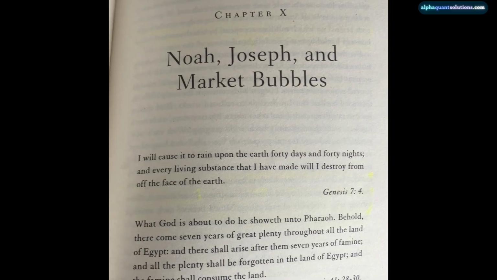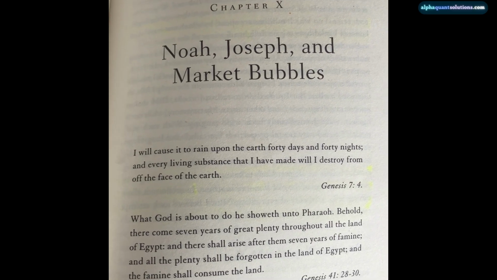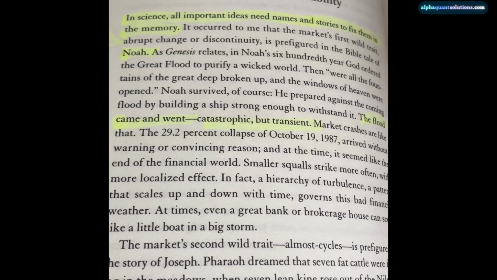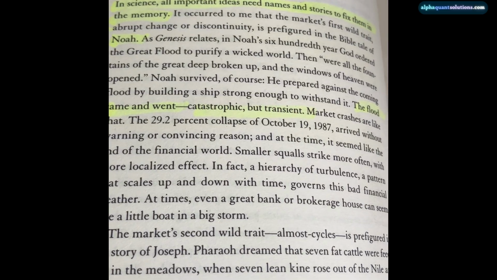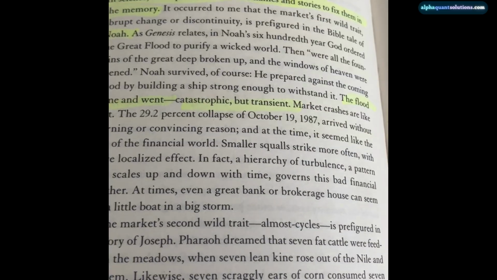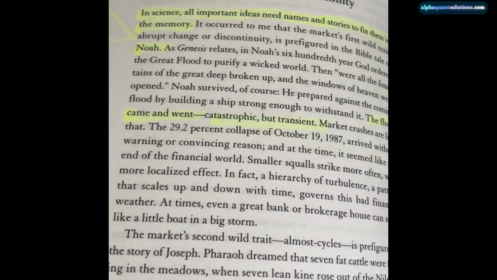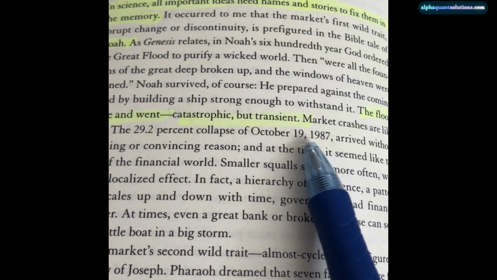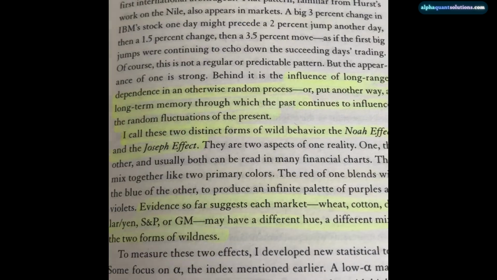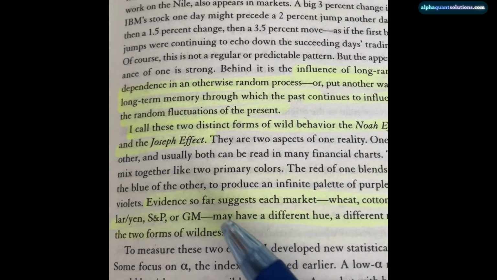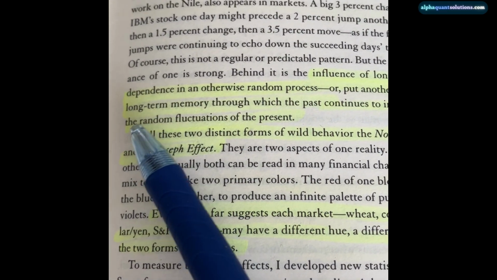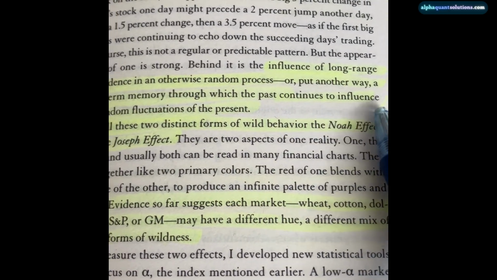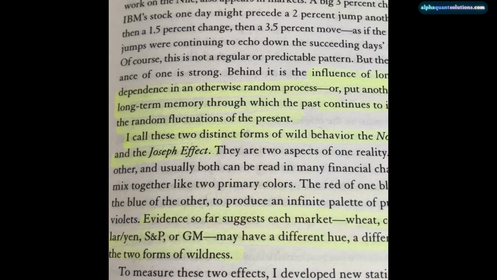In chapter 10 of the book, Professor Mandelbrot defines the Noah and Joseph effects. So here, Professor Mandelbrot mentions the two dual forms of wild variability, and both are inspired by the Bible. The first one being the Noah effect, which refers to catastrophic but transient market conditions. And the second one being the Joseph effect, that actually is of interest to us here, which refers to long-range or long-term memory through which the past continues to influence the random fluctuations of the present.